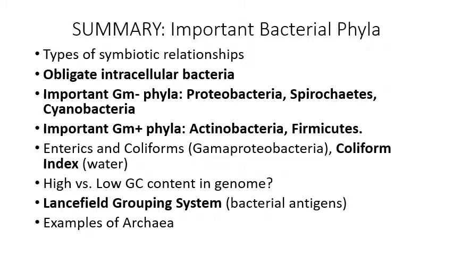All right, so we talked about quite a few things in this lecture. We talked about the types of symbionts. We talked about the different types. We talked about obligate intracellular parasites like Rickettsia, which also happens to be pleomorphic, and so on. We learned about the important gram-negative phyla, particularly the proteobacteria, and then we have alpha, beta, gamma proteobacteria, and so on. We learned about the important ones. We learned about the Firmicutes and the Actinobacteria, which are gram-positive with either high or low GC contents in their genomes. We learned about the enterics. We learned about the Lancefield grouping system after Rebecca Lancefield. And we learned two examples of Archaebacteria.